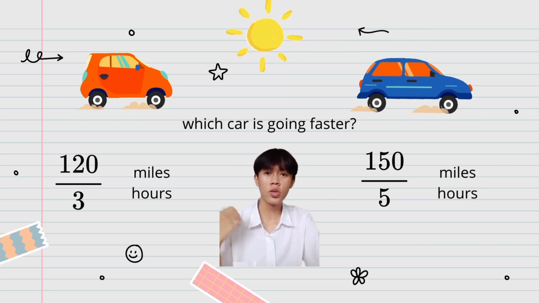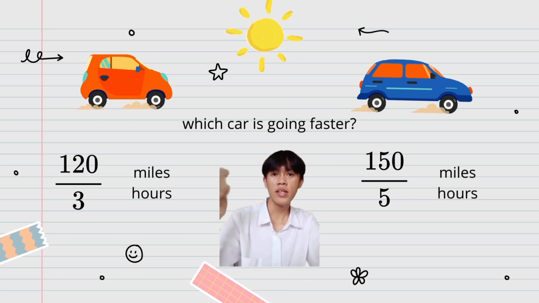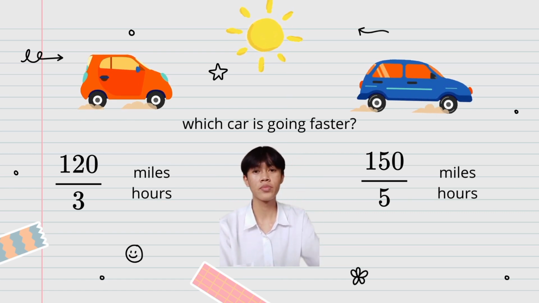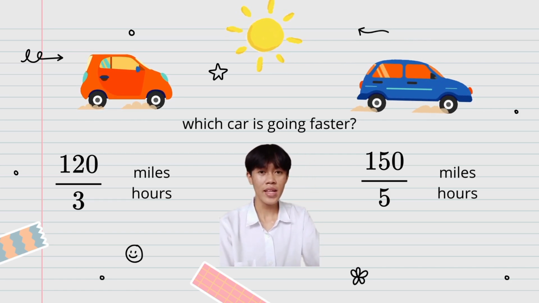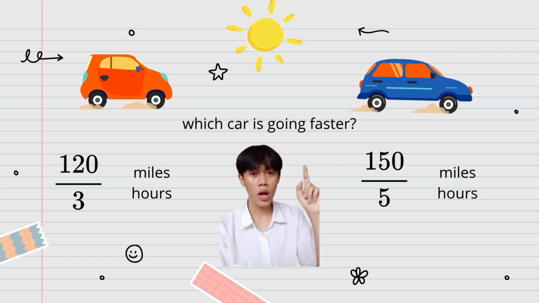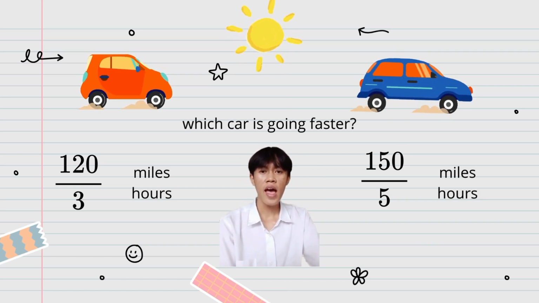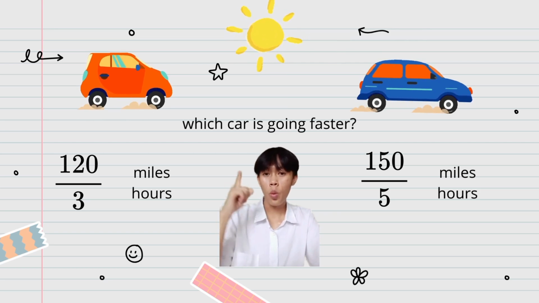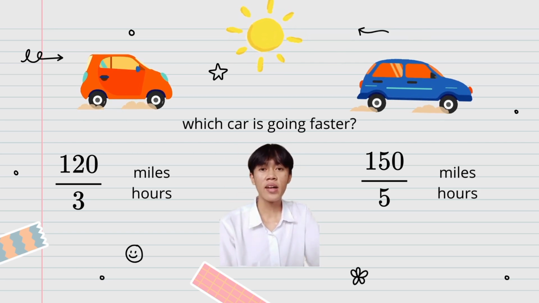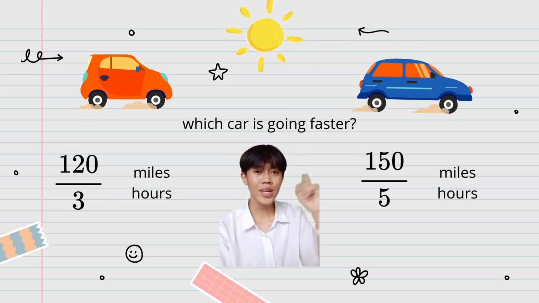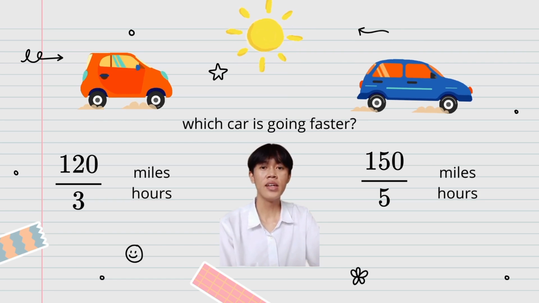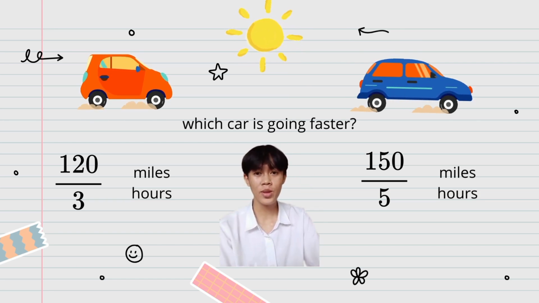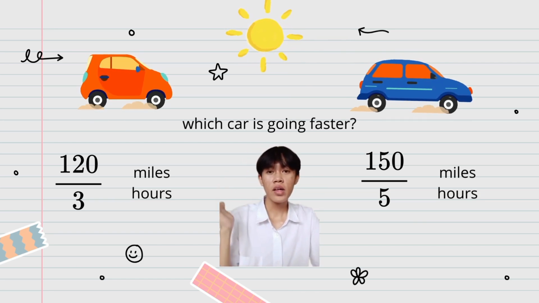Fortunately, it's really easy to change a rate so that it has 1 as the bottom number. All you have to do is divide the top number by the bottom number. The answer you get is the top number of the new or equivalent rate, and the bottom number is just 1. Rates like this are called unit rates because unit means 1. Alright, let's convert the speed rates for our 2 cars into unit rates so that we can compare them easily.